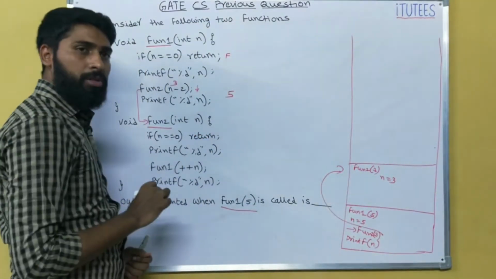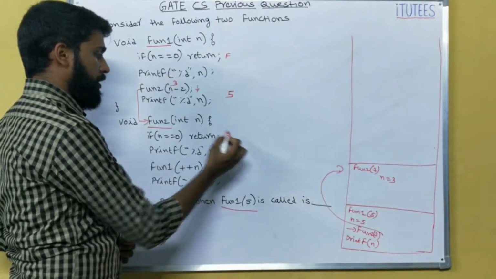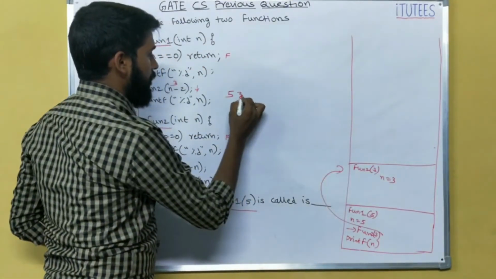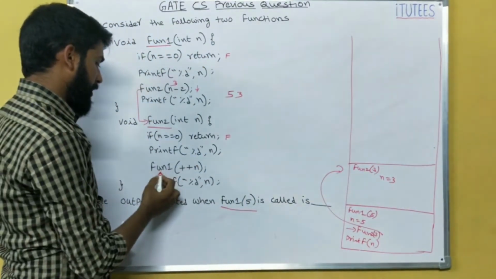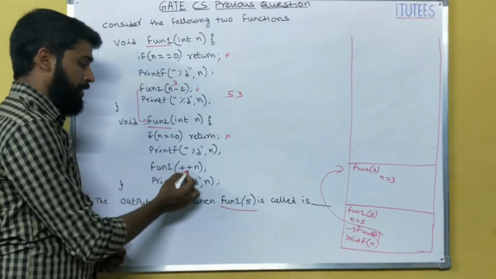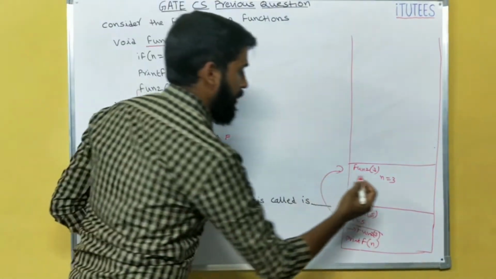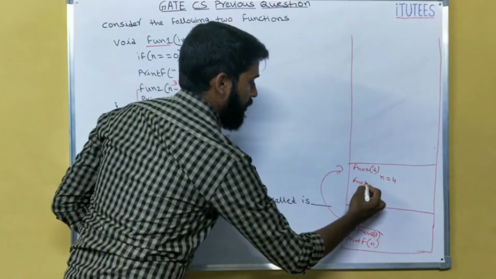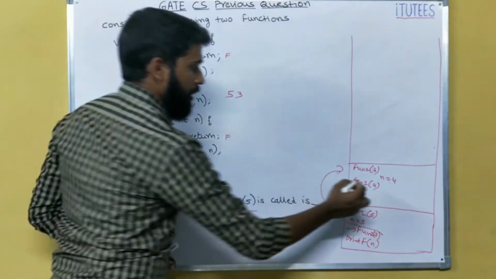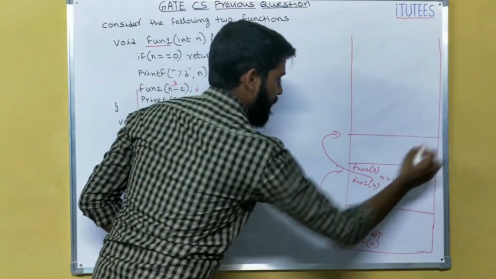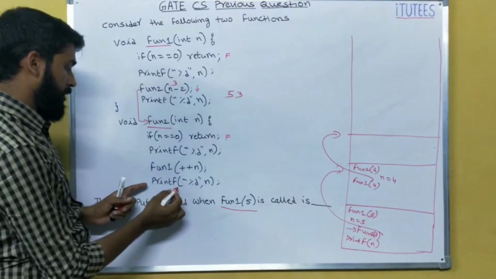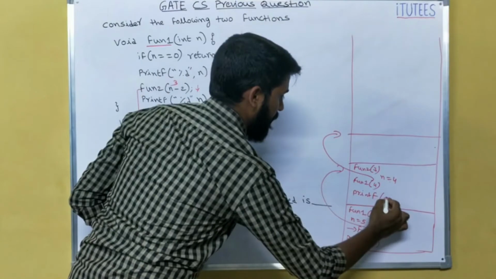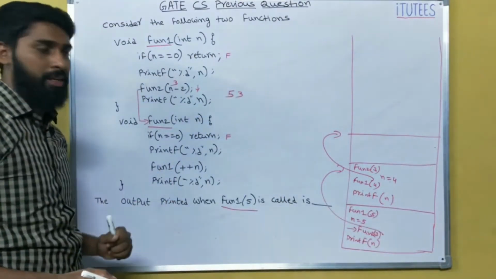n equals 0, return, no, it is false. So printf percentage d n. What is the n value? 3. 3 is printed. Next, function 1 is called with pre-increment of n, so n becomes 4 and you are calling function 1 of 4, another function call. In this also another instruction is remaining for execution, printf percentage d n.